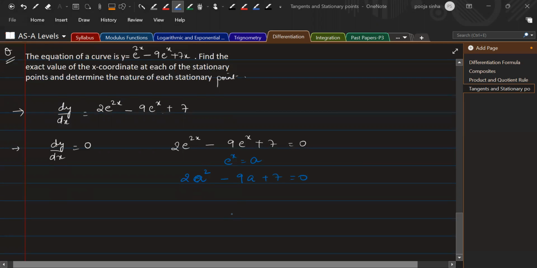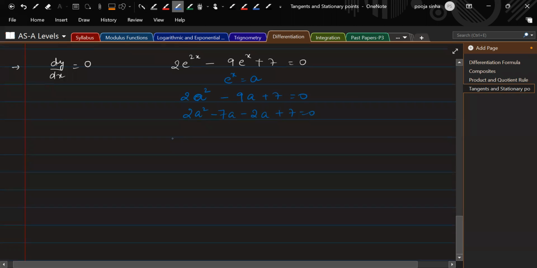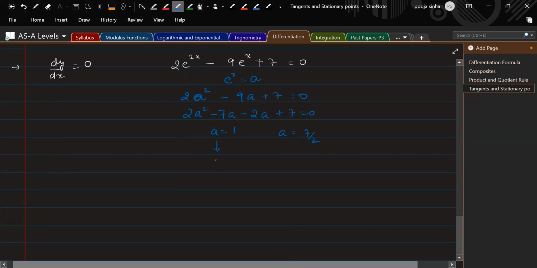What answers are you getting? A is equal to 1 and the other A is equal to 7/2. These are the two answers? Okay. Which means this A is nothing but e^x, so e^x = 1 and e^x = 7/2.